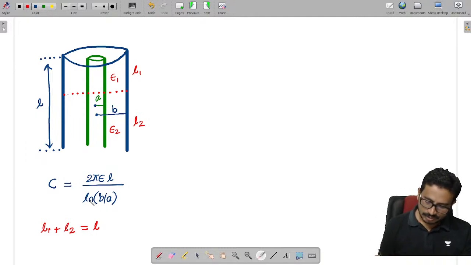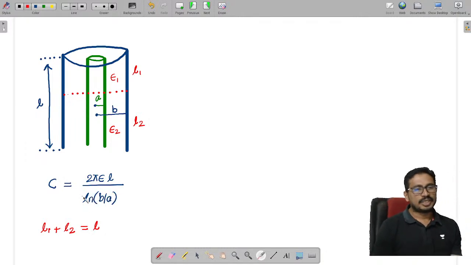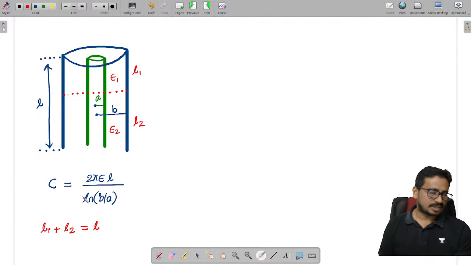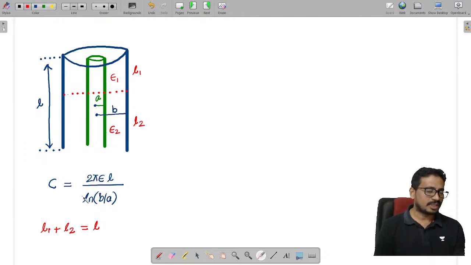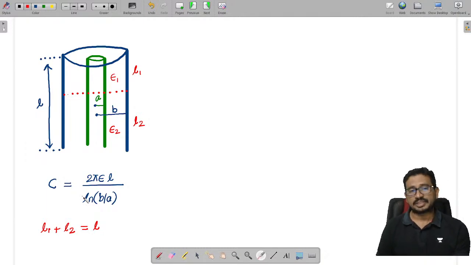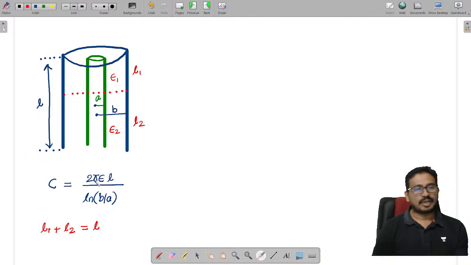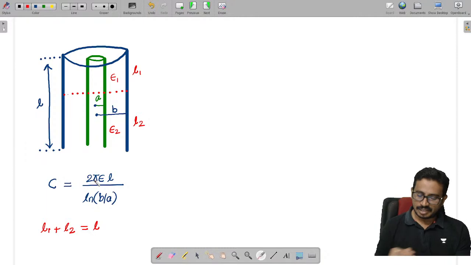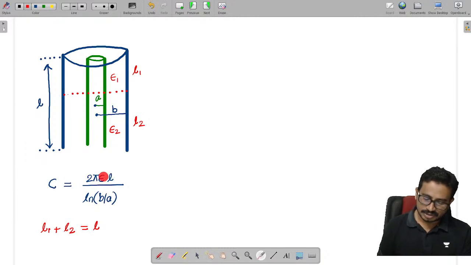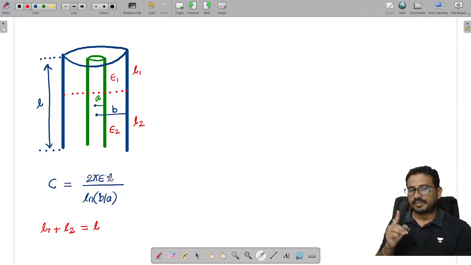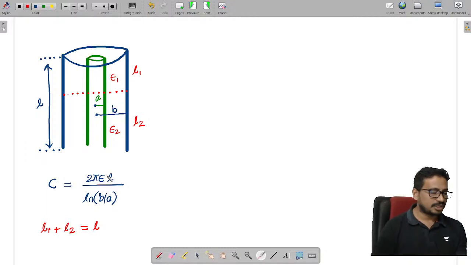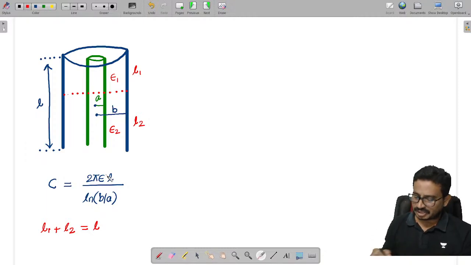Now here, you see this thing, A value, B value changes or not? A value, B value, no changes. Radius of inner cylinder and outer cylinder not changes. But लेकिन what changes now here? Epsilon changing or not? Epsilon changing, L changing or not? Epsilon changing, L changing. Medium changes and length changes. बाकी parameters constant है ना.